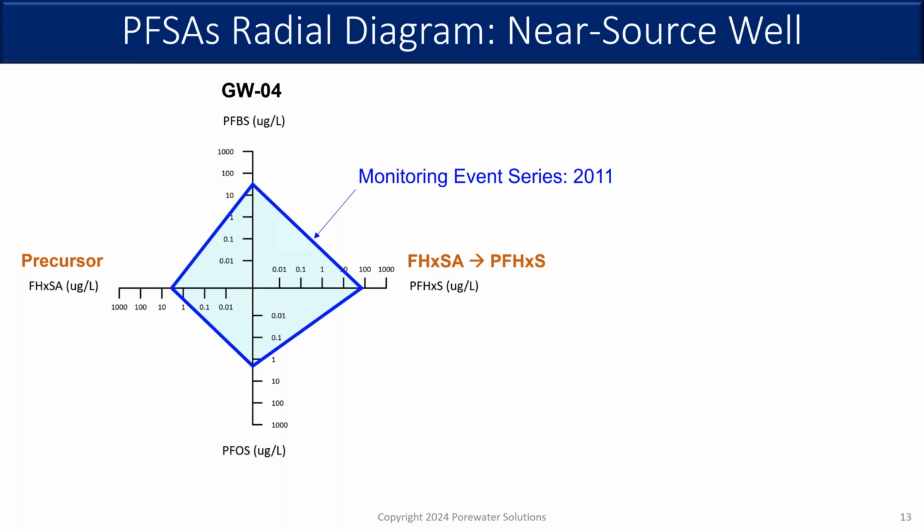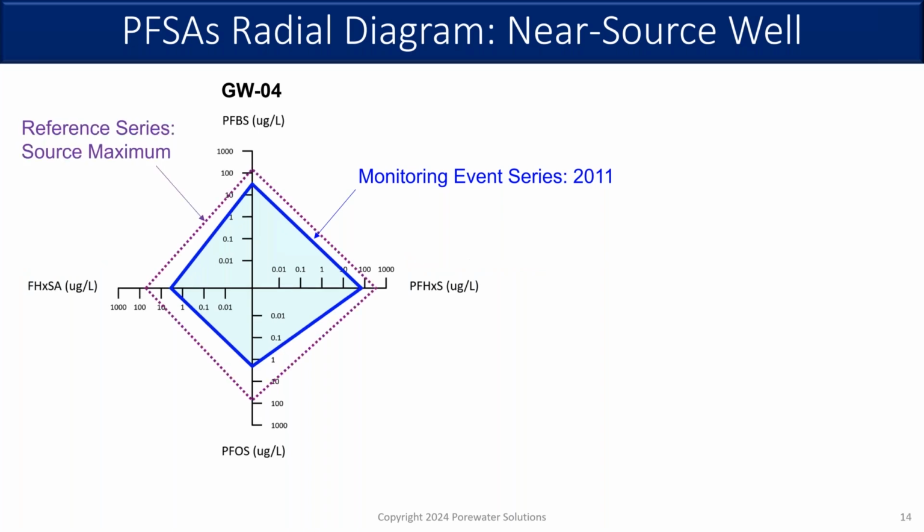So we're looking at the 2011 monitoring event. Every radial diagram for every well is going to have different results for the monitoring event. Then there's a second data series. I actually like to plot usually at least 2 data series on a radial diagram.